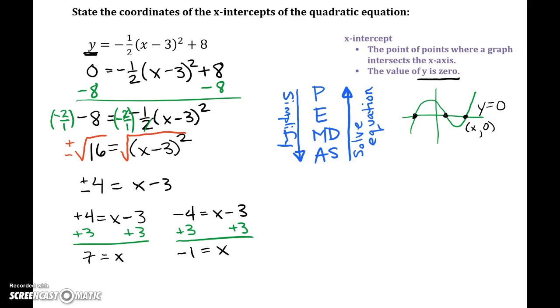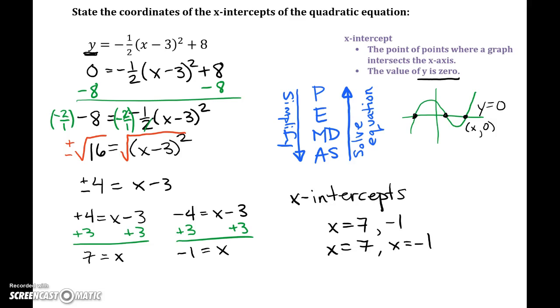So we have two x-intercepts, and when we write the answer, sometimes you'll see it written as just x equals 7, comma, negative 1, meaning x equals 7 and x equals negative 1. So you could also write it out separately that x equals 7 and x equals negative 1.